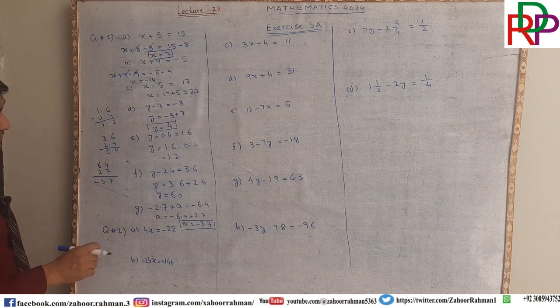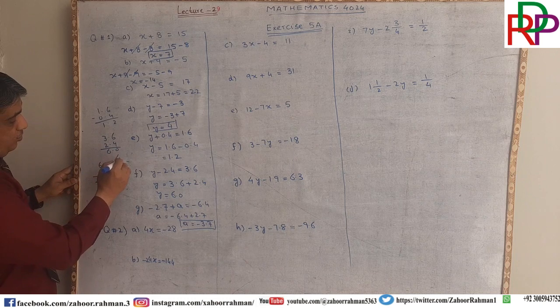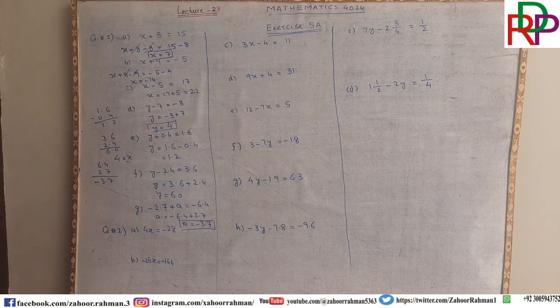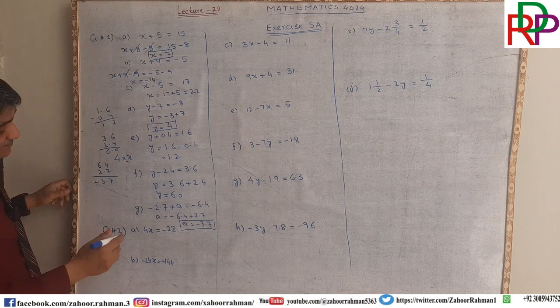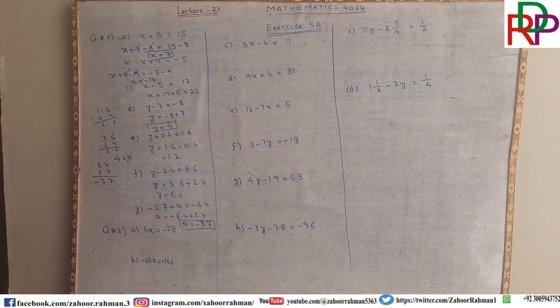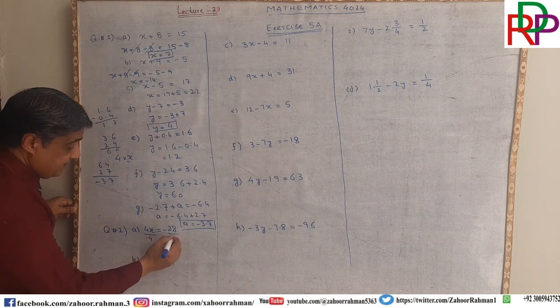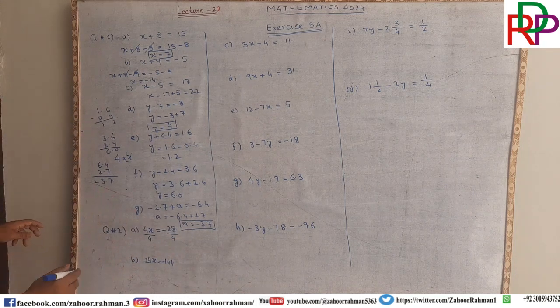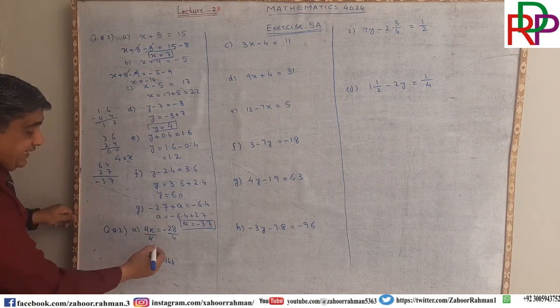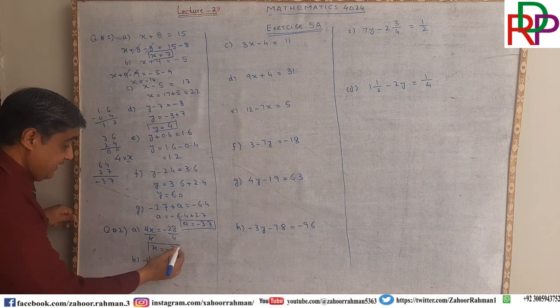Now, ladies and gentlemen, when there is a multiplication, because 4x means 4 multiplied by x, many students make this mistake: they transfer it to the other side by writing minus. No, when there is multiplication, you have to divide both sides by 4 to leave only the variable. So this 4 will be cancelled and x is equal to minus 7 is the answer.